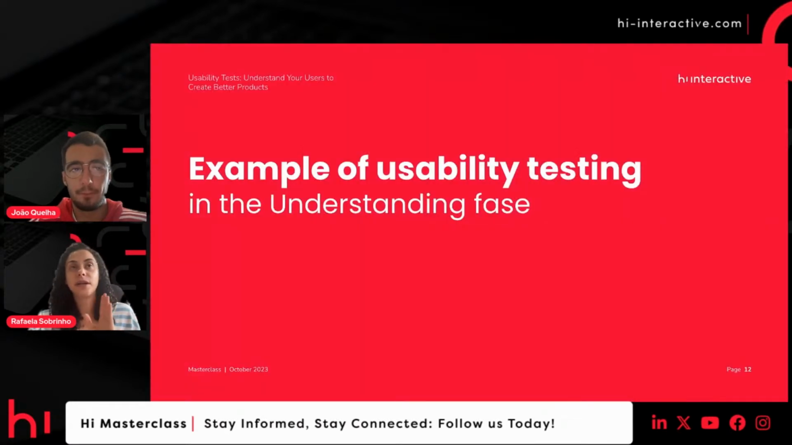Now, here I bring an example of a usability test that we did. And here I can explain in more detail each step that we did. It's important to say that the usability test can change. It's a kind of introduction, but if someone has a different platform or different needs, you can adapt this test for different kinds of platforms.